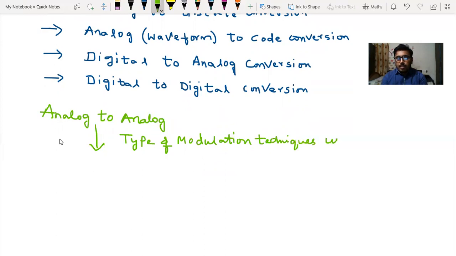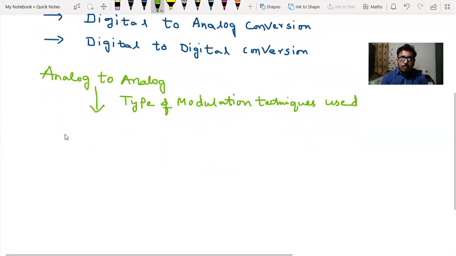All the basic terms that we can take: in the analog to analog conversion, we can come across two types of modulation techniques, that is simple baseband and the continuous. Baseband transmission we can use for the shortest distance communication, and continuous wave modulation types are used.